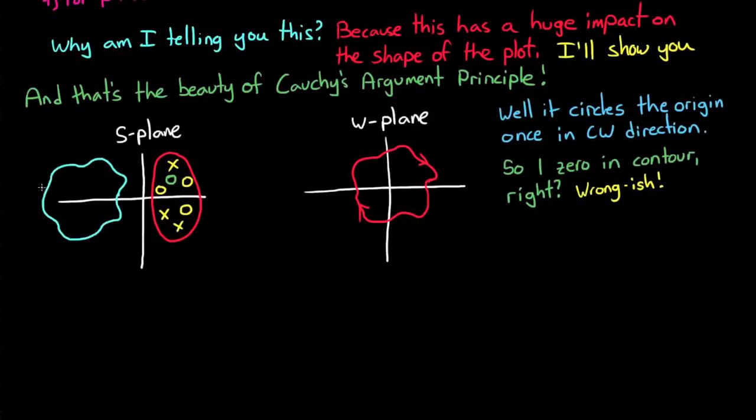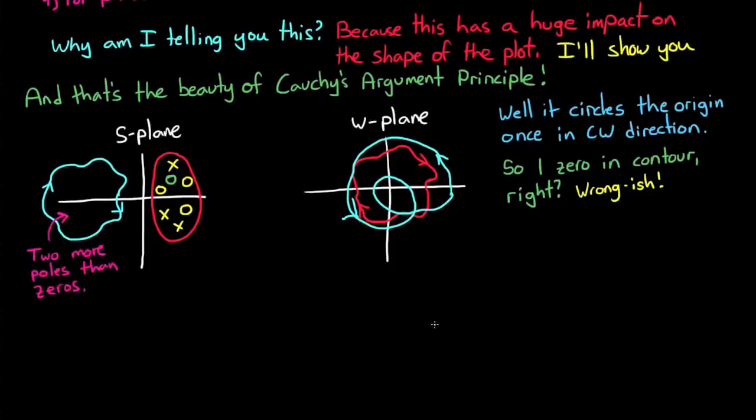Now let's take a new contour, and if I said that the mapping looked like this, where it encircled the origin twice in the counterclockwise direction, well, then you would say that there are 2 more poles than zeros. And if we knew that there were only 2 poles to begin with, then we could confidently say that there were no zeros in this contour.